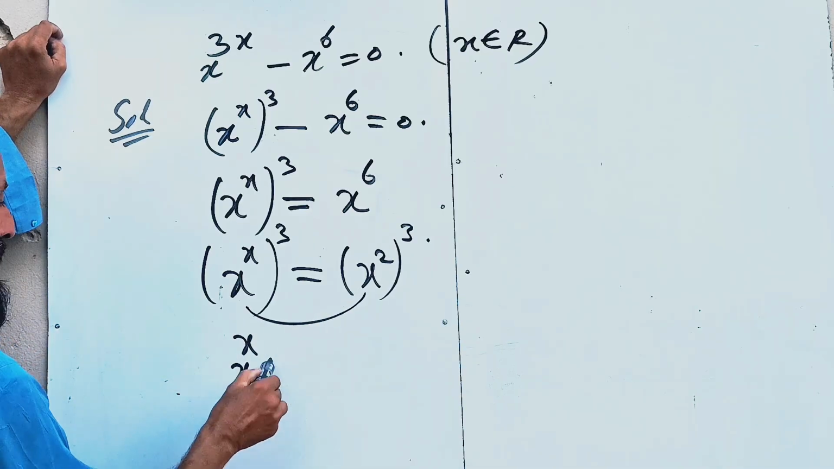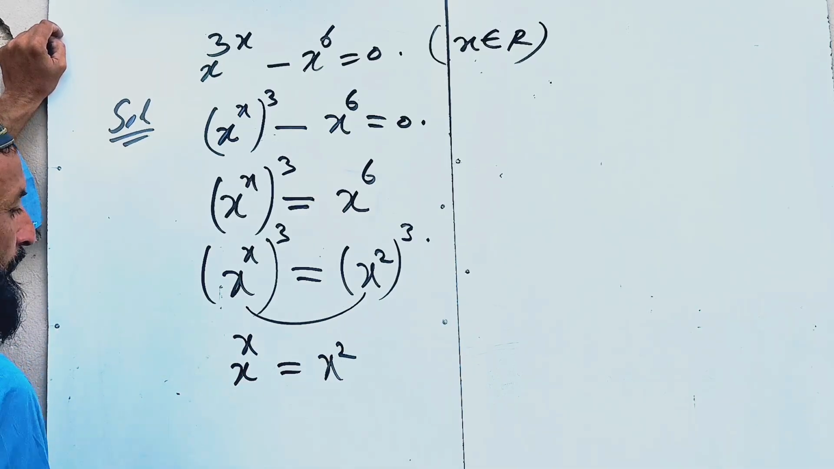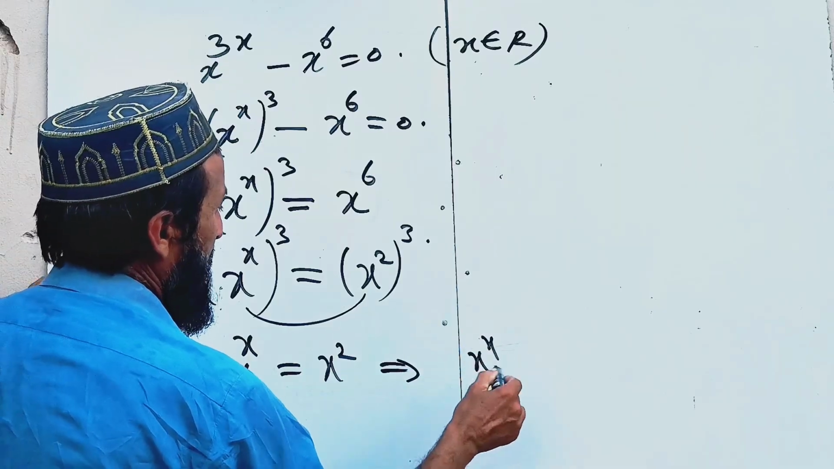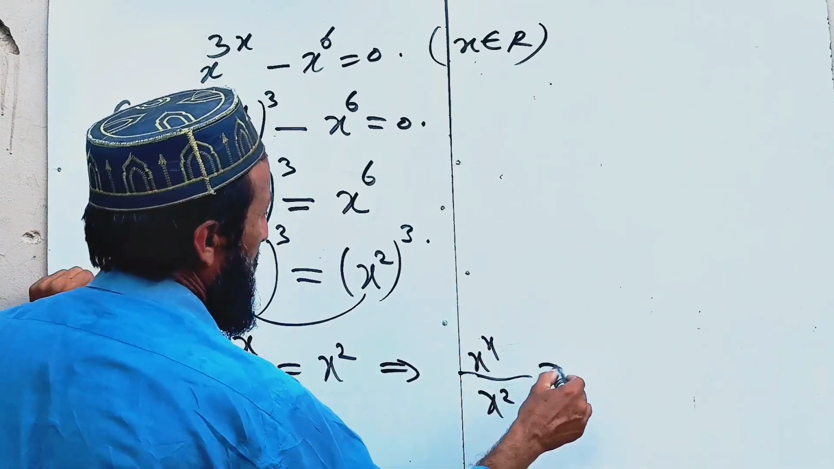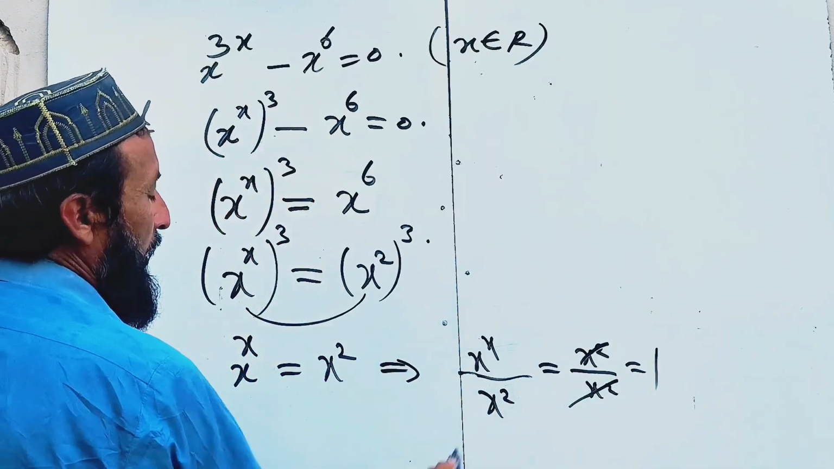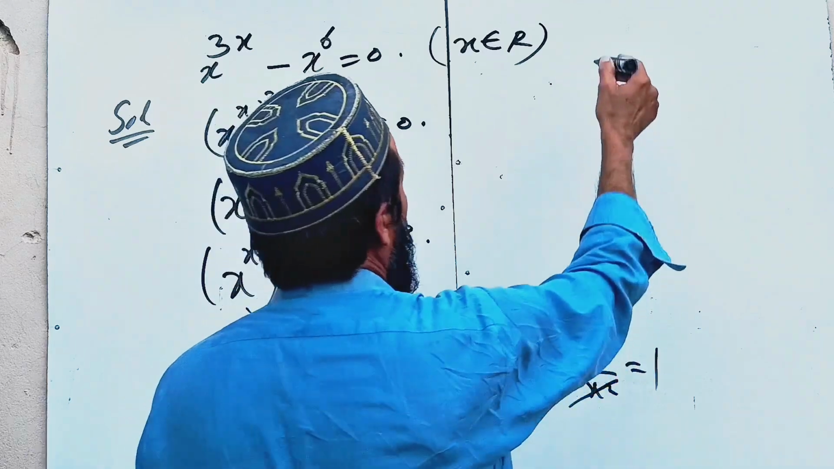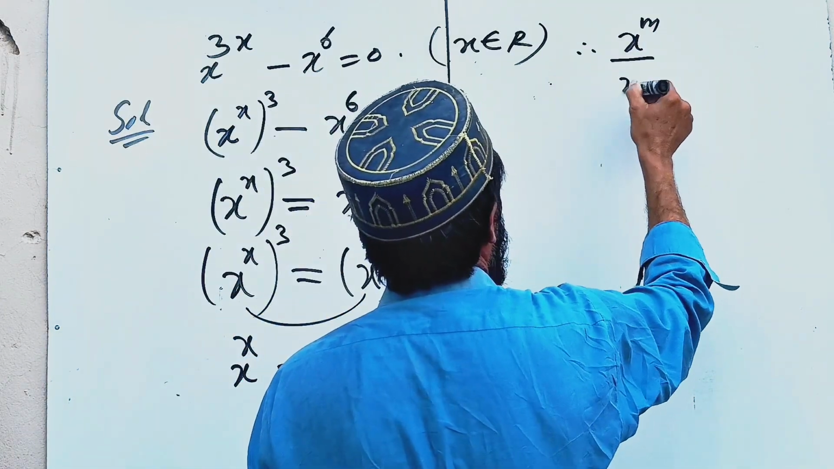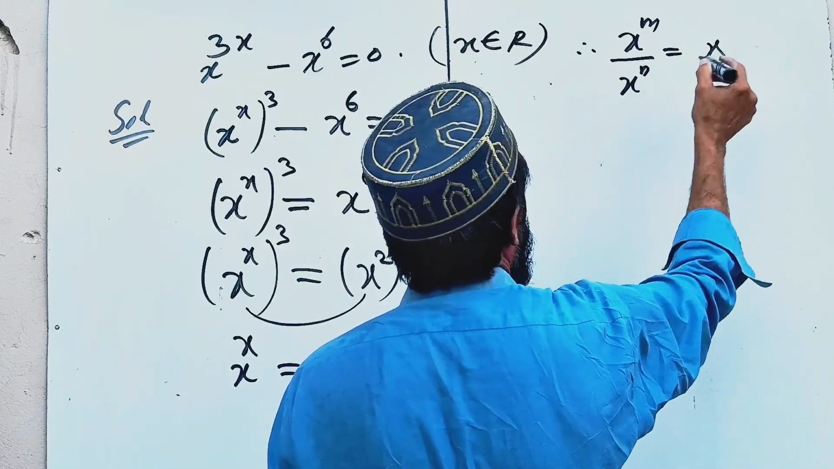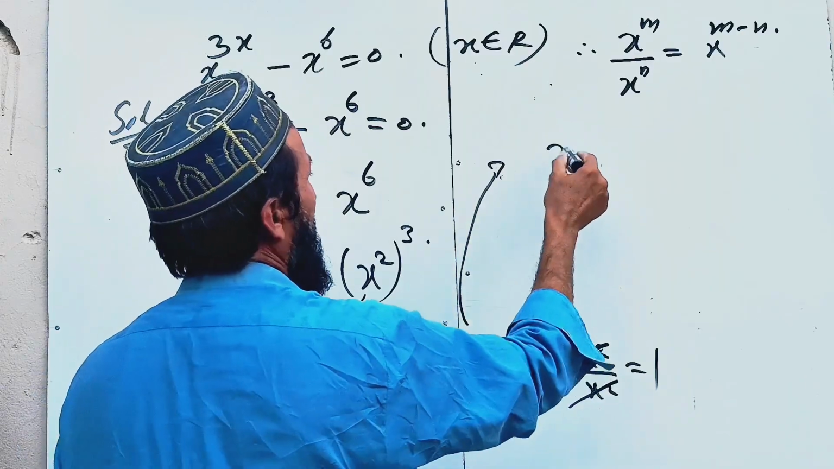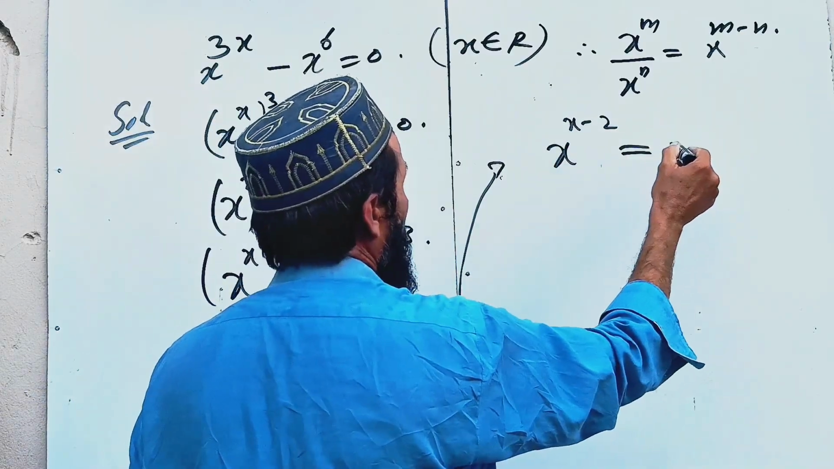x^x is equal to x^2. Now dividing both sides by x^2, x^x divided by x^2 is equal to x^2 divided by x^2. Both cancel, so here it is 1. According to the rule, the bases are the same, so we subtract their powers. The rule is x^m divided by x^n is equal to x^(m-n): we take just one base and subtract their powers. Similarly, here x^(x-2) is equal to 1.